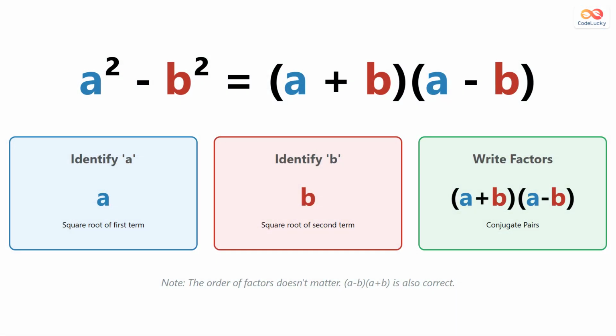Here is the golden formula. A squared minus b squared equals the quantity a plus b times the quantity a minus b. Notice the pattern. We take the square root of the first term to get a, and the square root of the second term to get b. Then we write two groups of parentheses. One gets a plus sign, and the other gets a minus sign. These are called conjugate pairs.